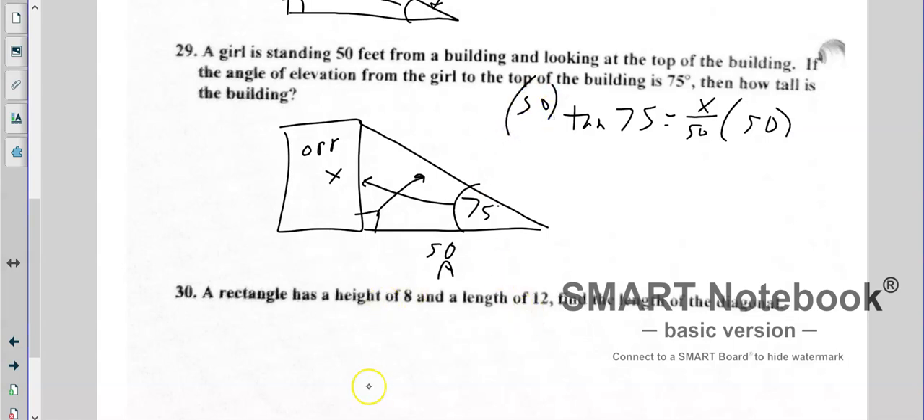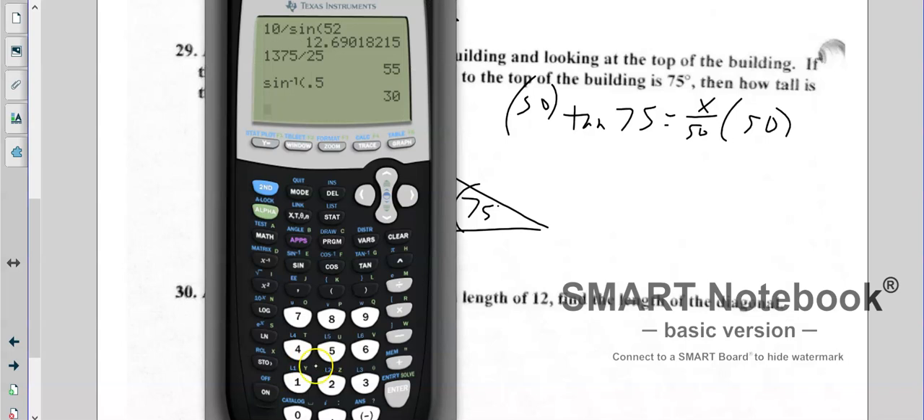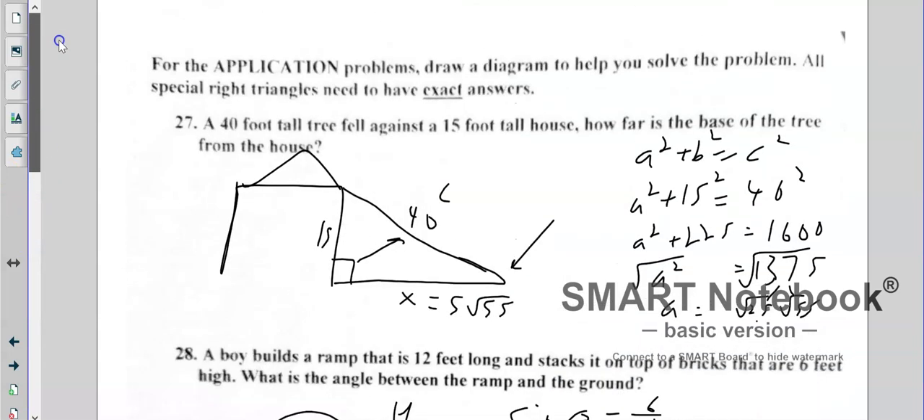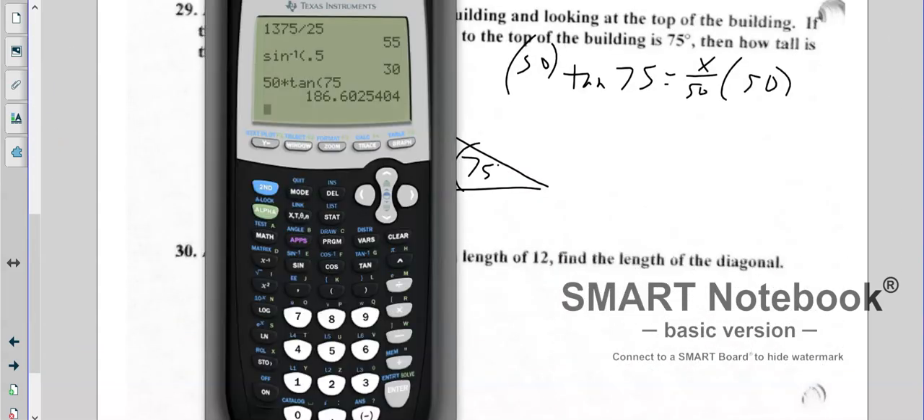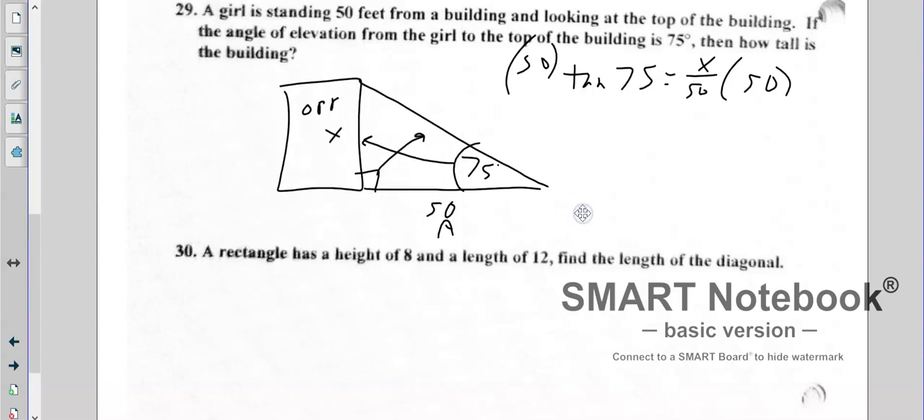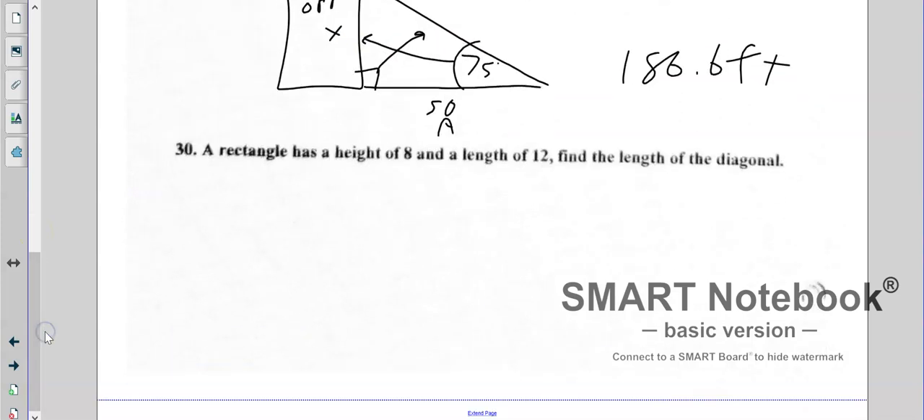So we take our calculator and do 50 times tangent of 75. Now, what did it say to do? This is not a special right triangle, so we're going to just round. So 186.6 feet. If it did say round to the nearest whole number, it'd be 187 feet.